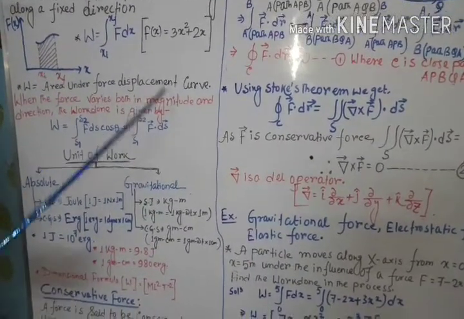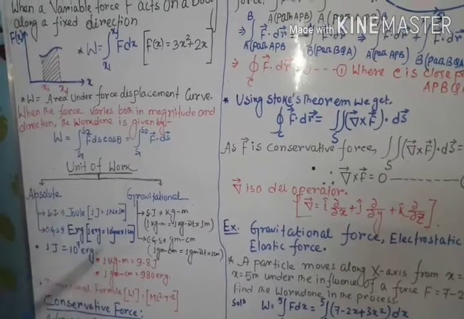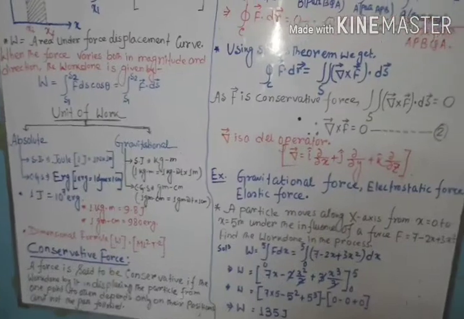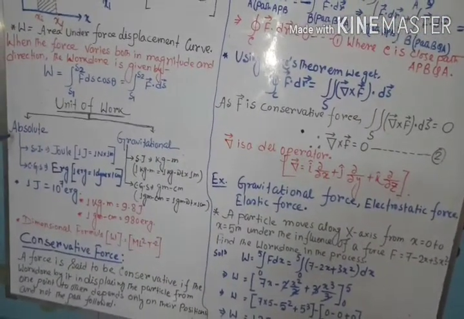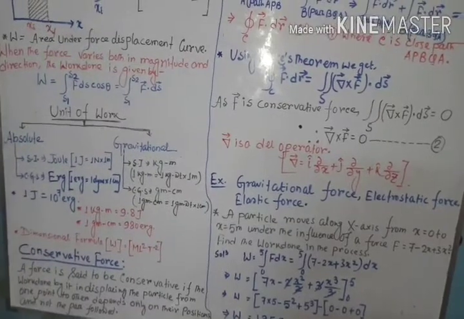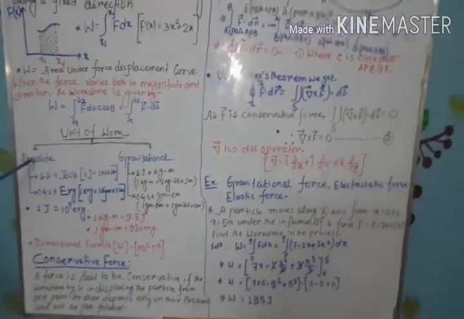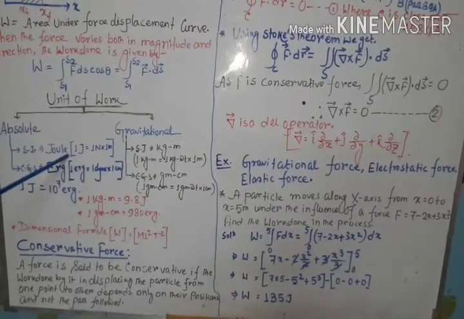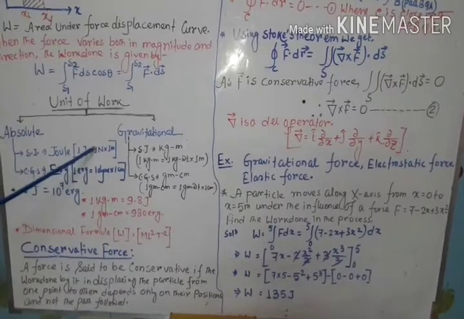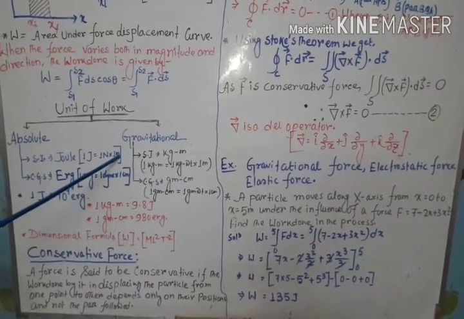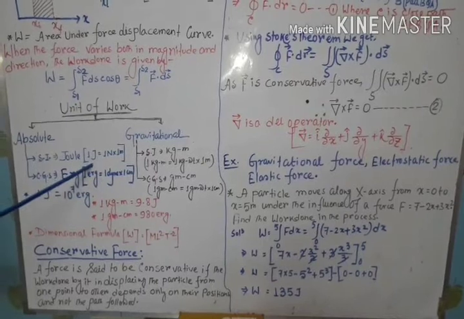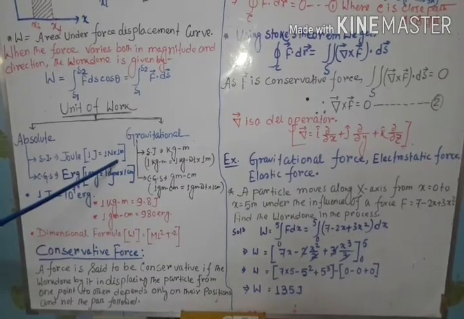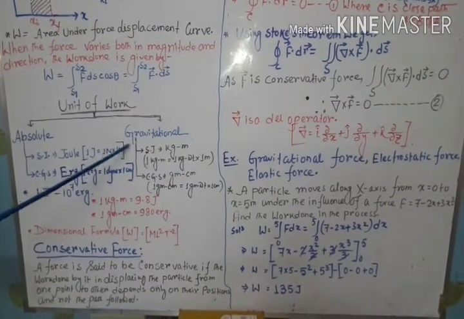After the measurement of work done, you have to know about the unit of work. Now there are two types of unit available for the work done: absolute unit and gravitational unit. In the absolute unit system, the SI unit of work is joule, and mathematically you can write 1 joule = 1 Newton × 1 meter. This means 1 joule of work is said to be done when 1 Newton of force acting on a body gives a displacement of 1 meter.